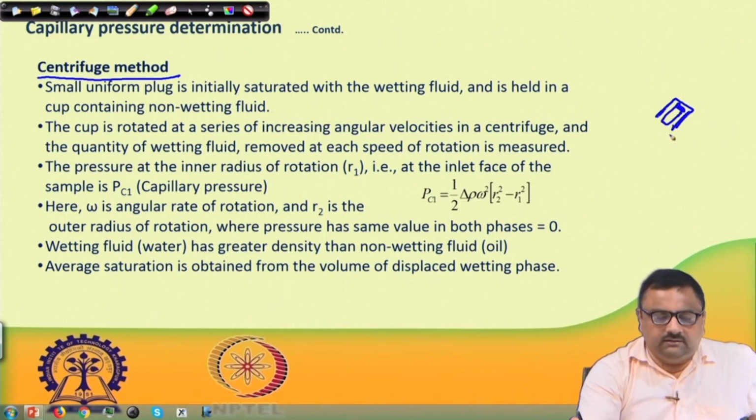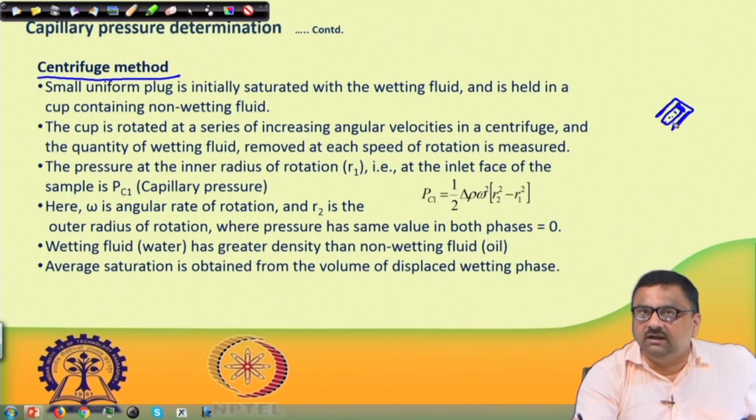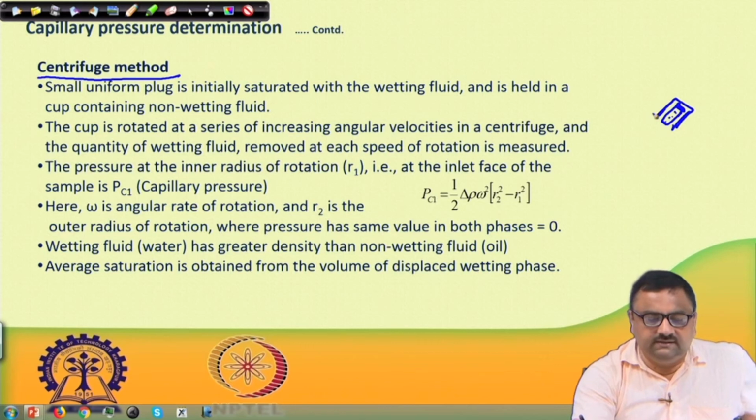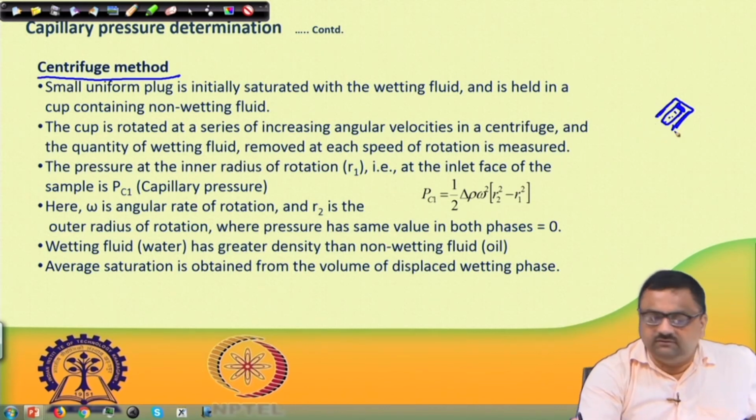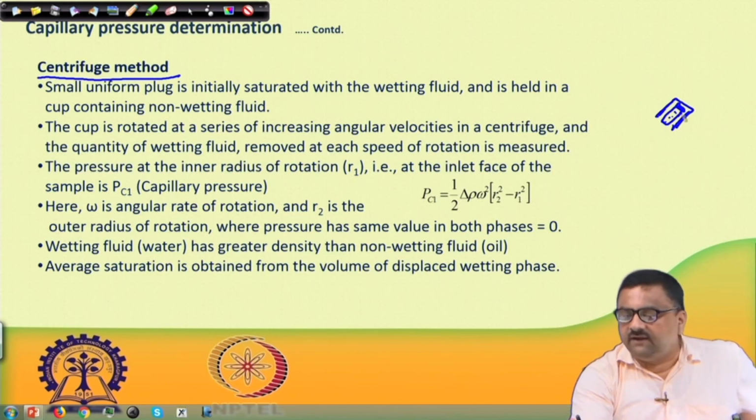This core, this porous medium, contains water, and outside it is the non-wetting phase. That means inside the cup, outside the porous plug is all oil. So now this cup is rotated at a series of angular velocities.